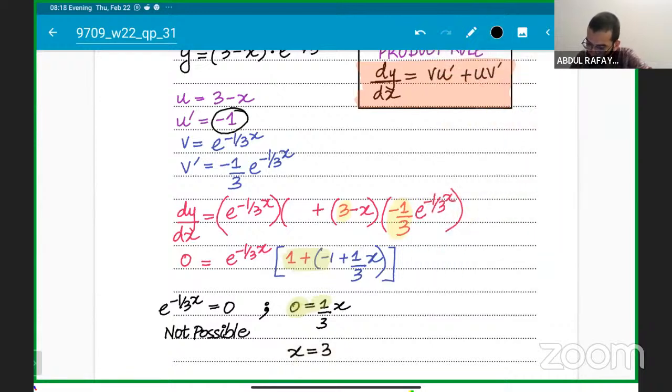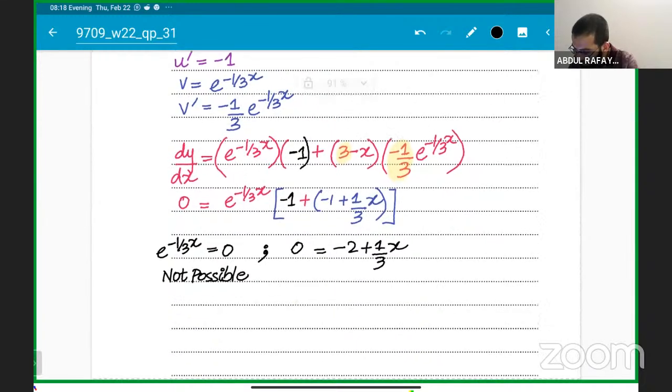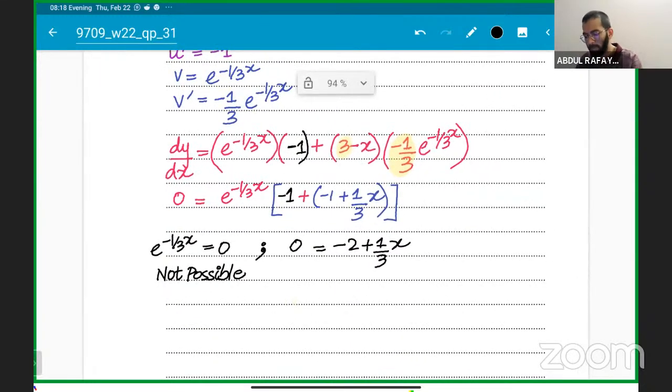This is minus 1, right? So vu dash will be minus 1 here, right? So this one also will be minus 1. Okay, so minus 1 will lead to, this will be 0 is equals to minus 2 plus 1 over 3x. Am I right now? Minus 1 minus will become minus 2 plus 1 over 3x. Is it right? Yes, sir, minus 1 minus 1 will become minus 2.